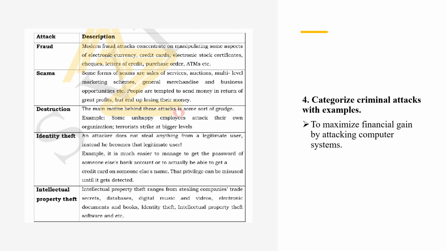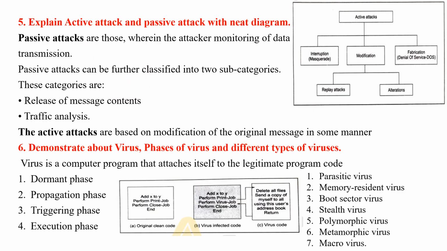So frauds are nothing but, for example, when you insert a card in an ATM machine, sometimes we forget to move on to the home page and the other person can easily steal the information, or the money that is put in the ATM can be stolen, obviously. So such kind of things are called criminal attacks.